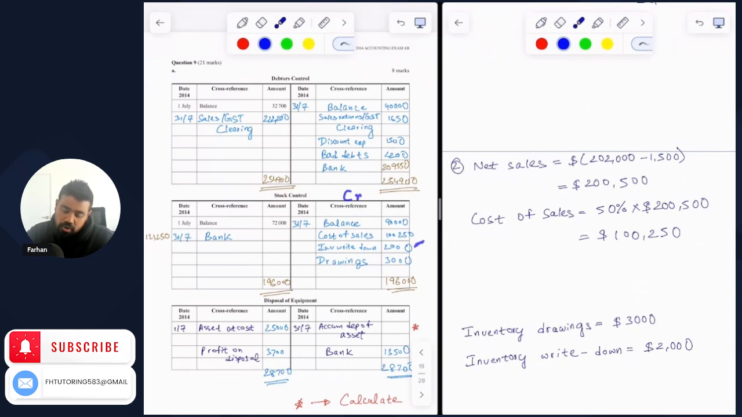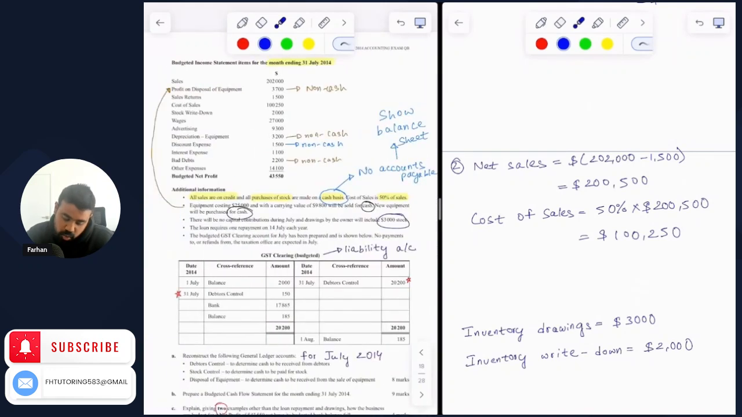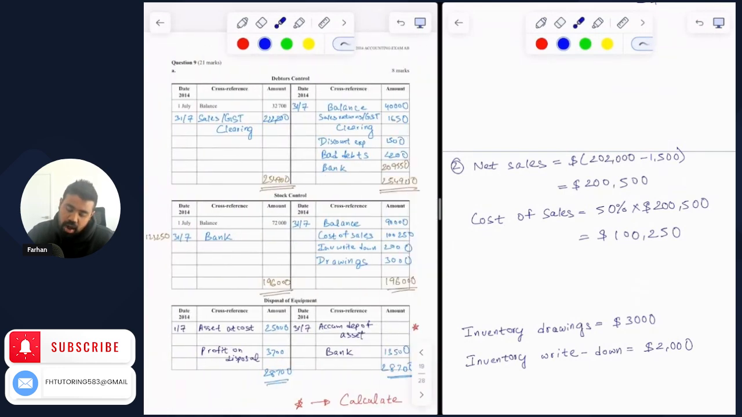Then we are including stock drawings of $3,000 on the credit side. And this is based on whatever is given in the question. And this information was not given in the second information, but here, the third one. There will be no capital contributions during July, and drawings by the owner will include $3,000 of stock. So the owner is using $3,000 worth of inventory for personal use. This also reduces the balance of inventory we hold. And when the balance of inventory goes down, asset goes down. And that's why this drawings is reported on the credit side of the inventory ledger account.